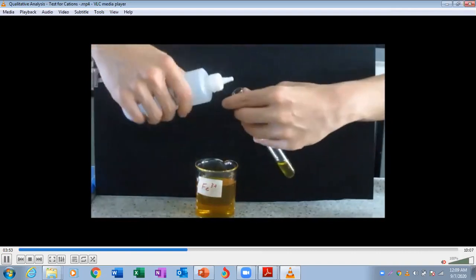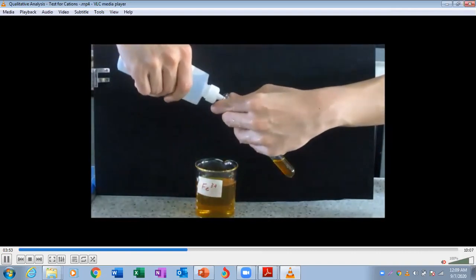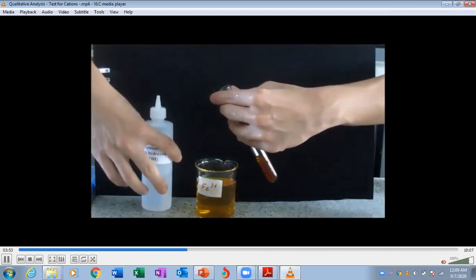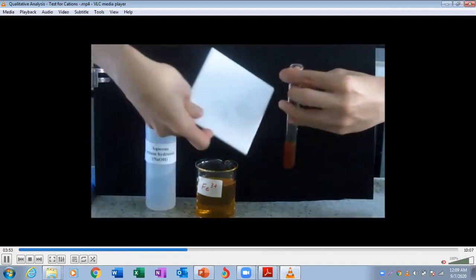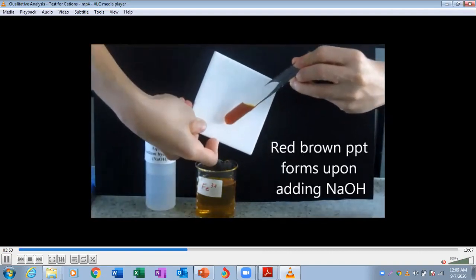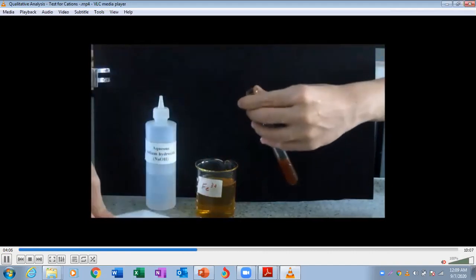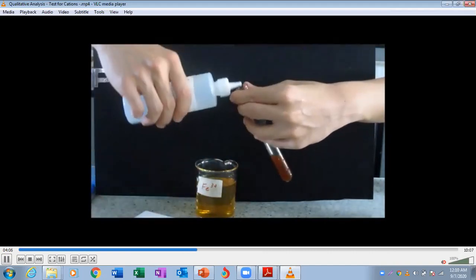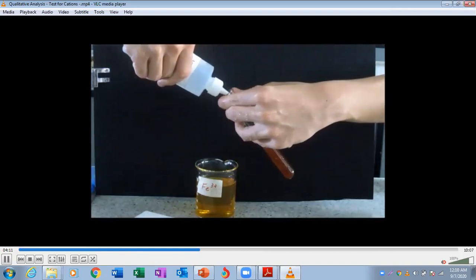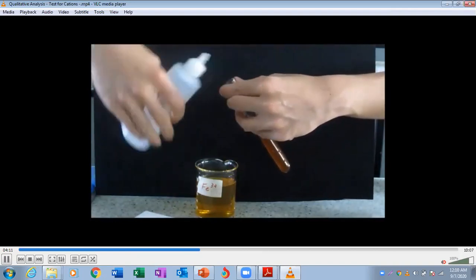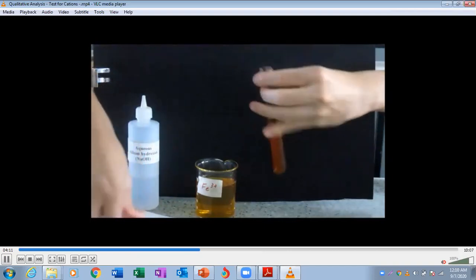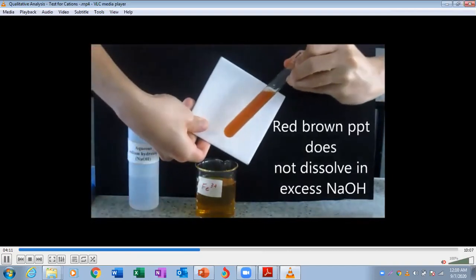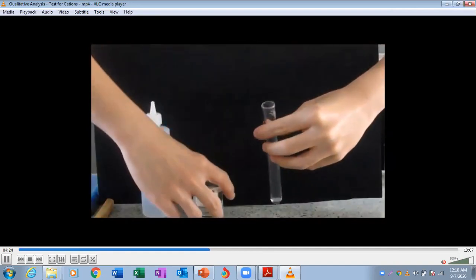On adding sodium hydroxide, okay, brown precipitate is formed. The brown precipitate has been formed; on adding some more sodium hydroxide solution, what is happening here? You can see that still brown precipitates are there, which means the appearance of the brown precipitates is the indication of iron 3 positive.